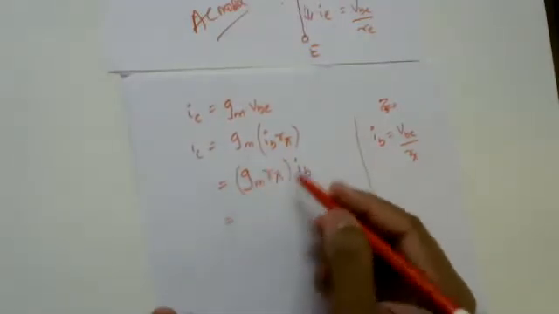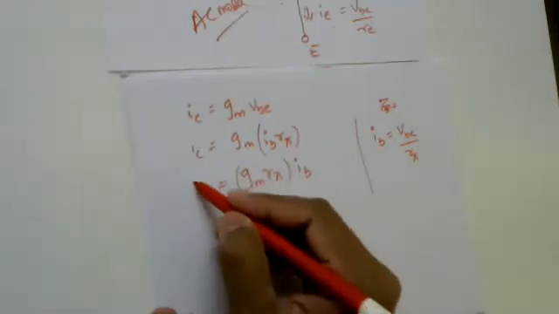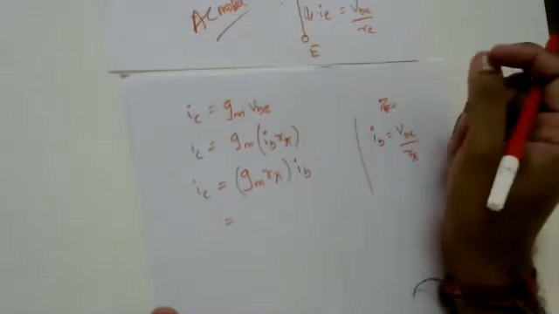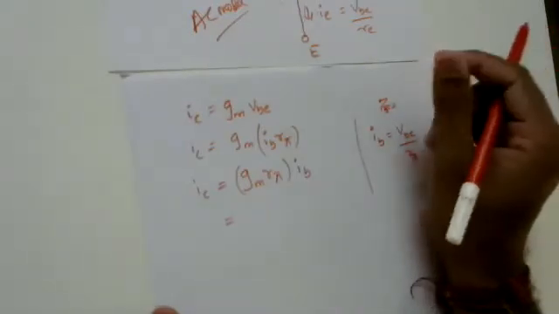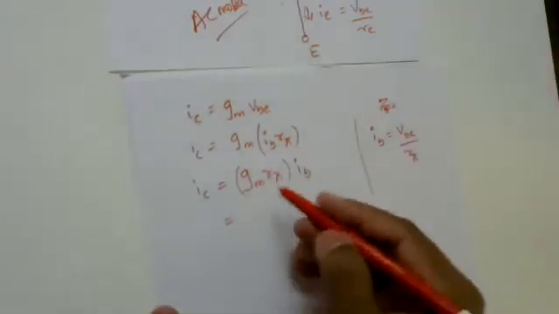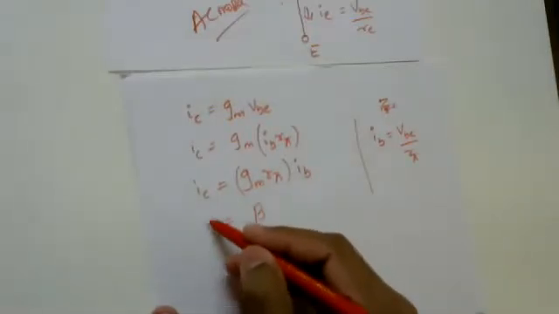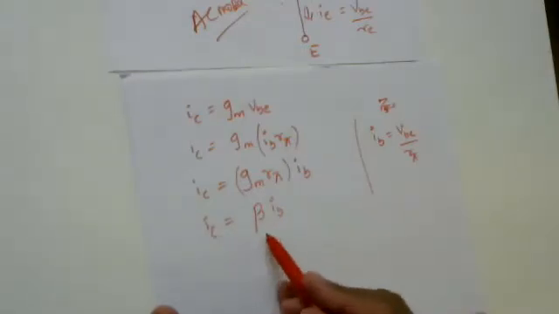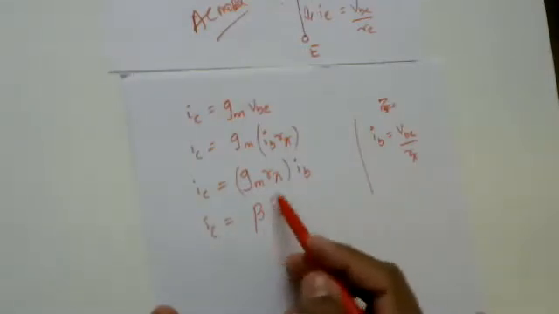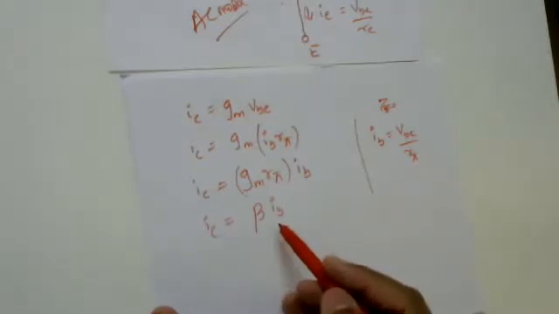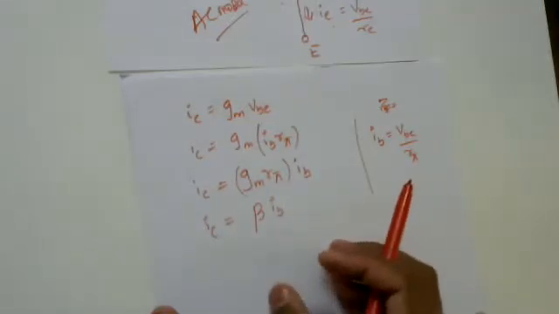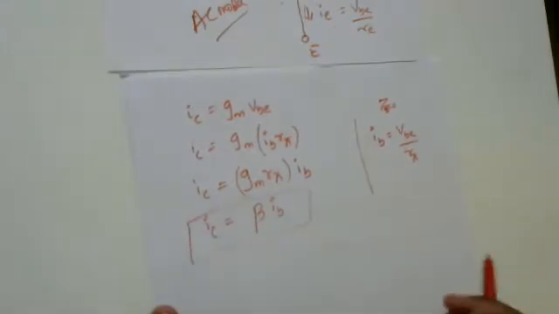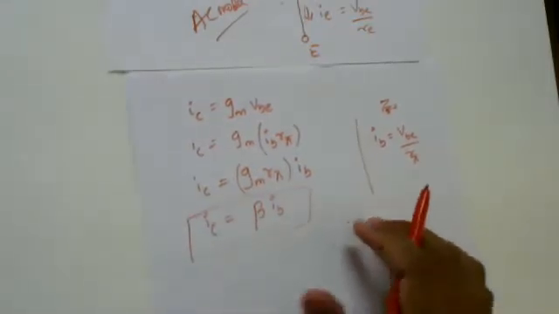What is gm into r pi? Yes, students, you have to work on the equations rigorously. What is this gm into r pi? gm into r pi is nothing but beta. So it means my IC can be defined as beta times IB. Then the same equation I'm going to model now.